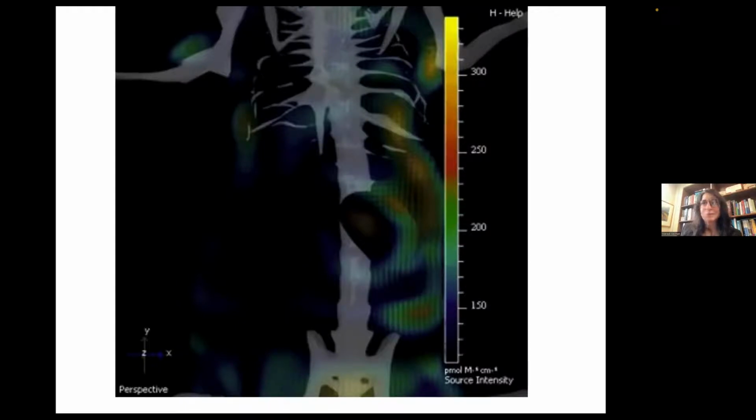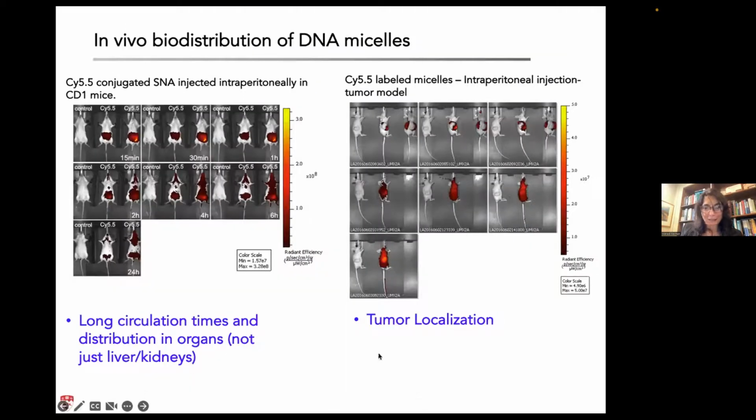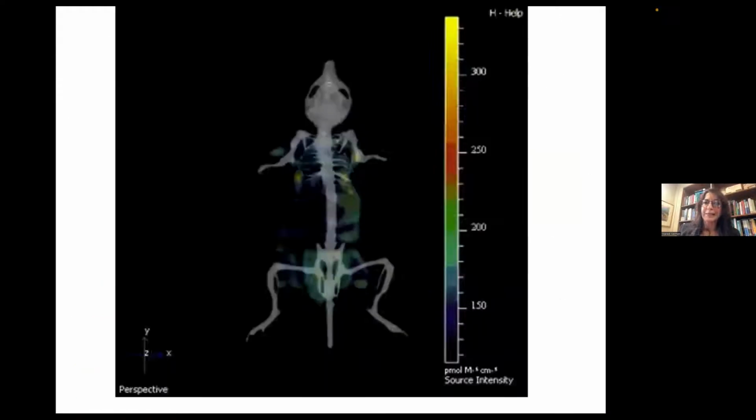Okay, so I'm going to play the movie just to show you. The distribution once again is green, blue, yellow, and it shows you the organs. What we really want to make sure is that it's not stuck in one of the organs that normally, like the liver, for example, or the kidneys.